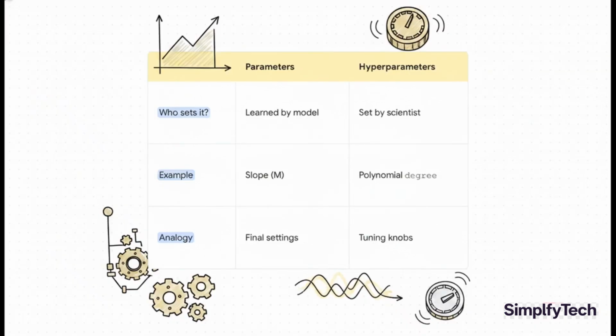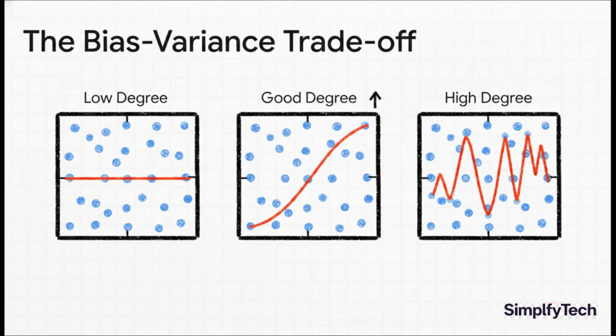Remember that degree we chose for our polynomial? That's what's known as a hyperparameter. Now, this is different from a parameter like the slope, which the model learns from the data. A hyperparameter is a setting that we, the data scientists, choose before training even begins. Think of it like a knob or a dial that we get to tune to control how complex our model can be. And tuning that knob is a delicate balancing act.